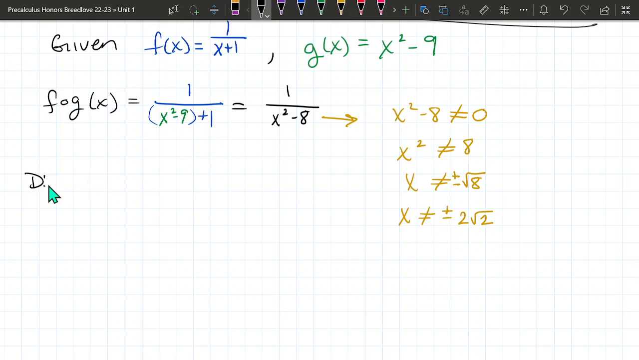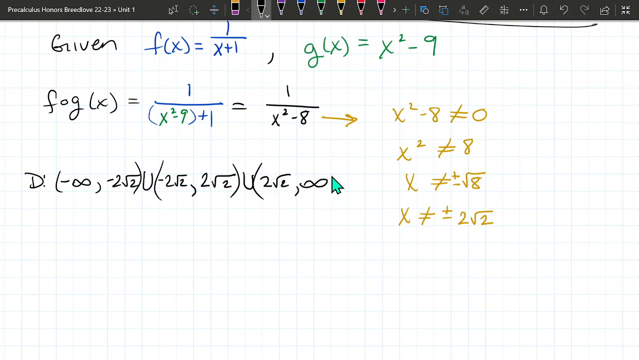So the domain is from negative infinity to negative 2 square root 2, not including that value, in union with negative 2 square root 2, all the way to positive 2 square root 2, not including the values. Jump over that value. And then from 2 square root 2 all the way to infinity. So we have 2 values in the domain restriction, and there are 2 gaps in the domain, which makes sense.